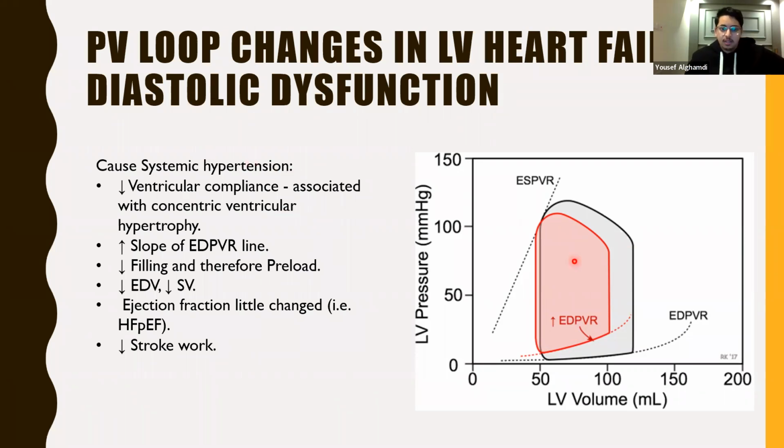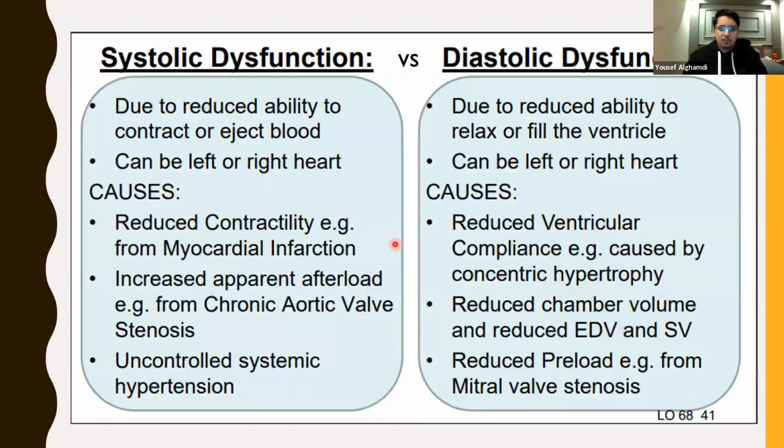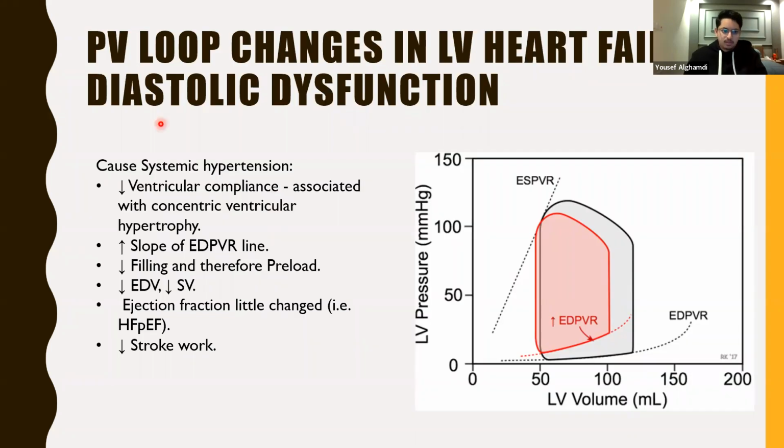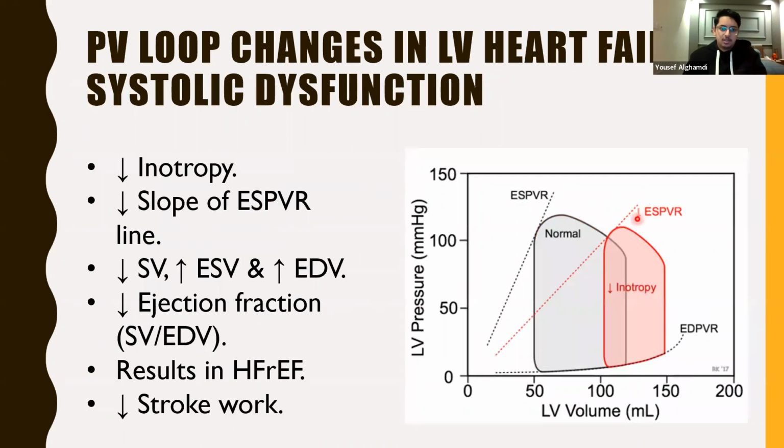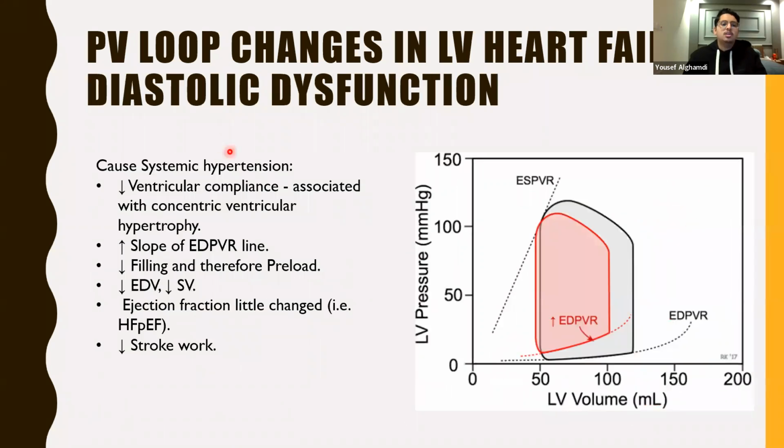So systemic hypertension, right? You can have a decrease in ventricular compliance, which means your ventricles are stiff, associated with concentric ventricular hypertrophy, which I said before. Diastolic dysfunction, concentric ventricular hypertrophy. You will have an increase in your end diastolic pressure volume relationship. Systolic will go down, your systolic pressure volume relationship will go down. Your diastolic pressure volume relationship will go up. Okay?